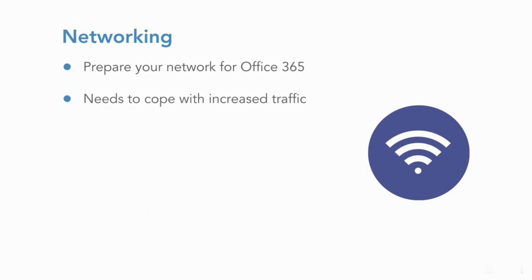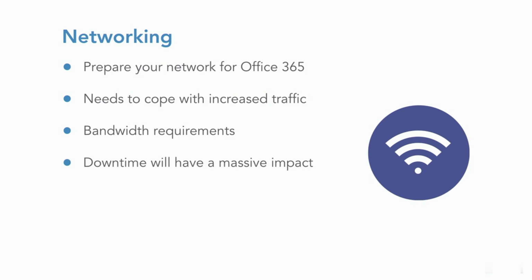When you implement Office 365, you'll need to prepare your network. It will need to cope with the increase in traffic flow that's likely to occur. The increased bandwidth requirement is often underestimated, and yet, once users start to use OneDrive, Teams, and services such as Stream, your traffic can increase tenfold. Any issues with the loss of bandwidth or reduced speed will frustrate your users, and any downtime could have a massive impact on your productivity and output.